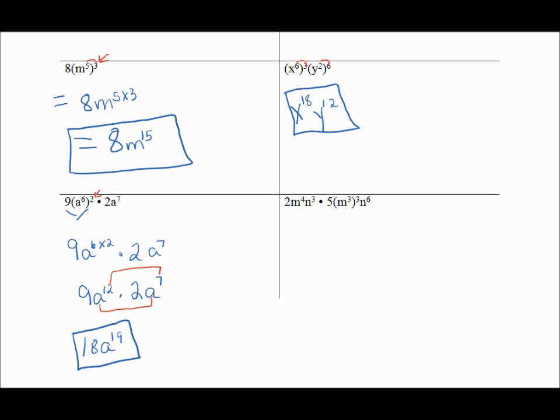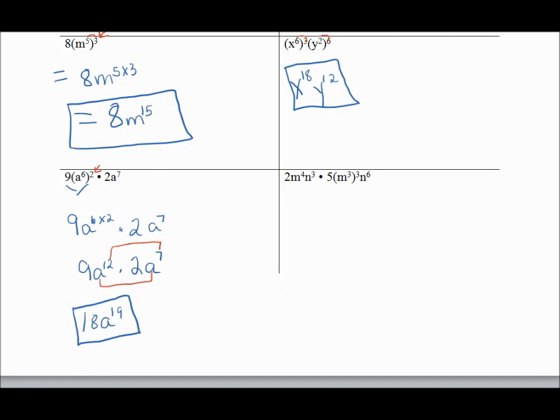And then for the last one, this one looks a little bit more involved, but when I look at the first term, 2m to the 4th, n to the 3rd, everything here is already simplified. Now when I look at the next one, I have 5 times m to the 3rd raised to the 3rd power, n to the 6th. I see here I can go ahead and multiply those two exponents together for the m term. I have m to the 3rd raised to the 3rd power, so I need to multiply those two exponents together.